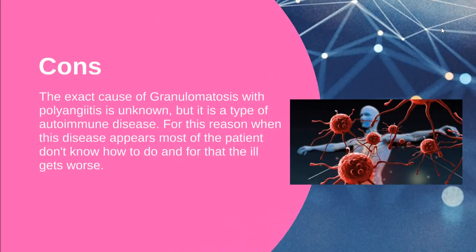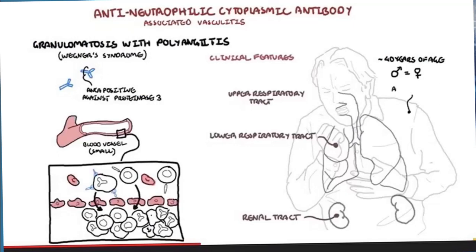Cons. The exact cause of granulomatosis with polyangiitis is unknown, but it is a type of autoimmune disease. For this reason, when this disease appears, most of the patients don't know what to do, and for that, the illness gets worse. Symptoms include non-specific arthralgia, fevers, cough, weight loss. Then you have the granulomatosis with polyangiitis triad involving the upper and lower respiratory tracts and kidneys.